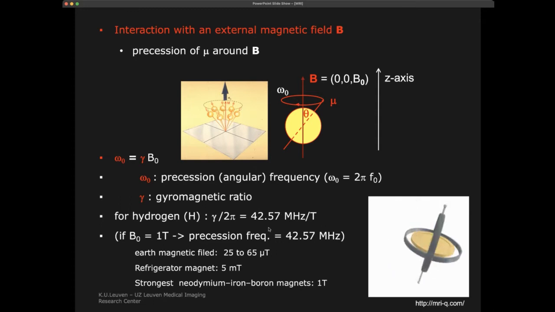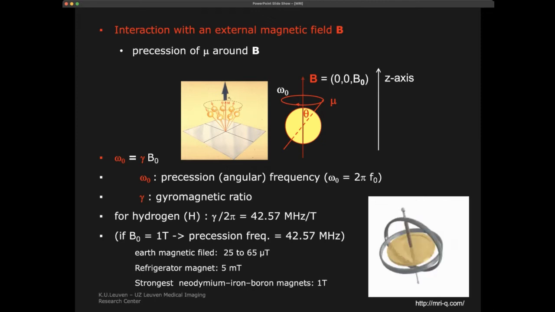And just to give you an idea about the strengths that we're talking about, when you look at the Earth, the magnetic field is in the order of magnitude of microtesla. A typical refrigerator magnet that you have at home, for example, is in the order of magnitude of millitesla. So these are quite small. You can buy super strong magnets, based on neodymium, and these ones can do around one Tesla. So that's a very huge magnetic field.